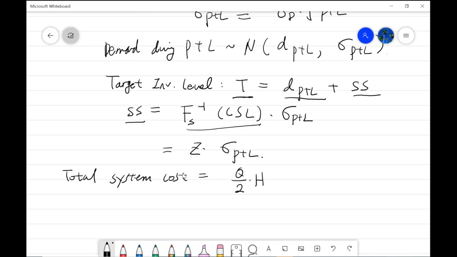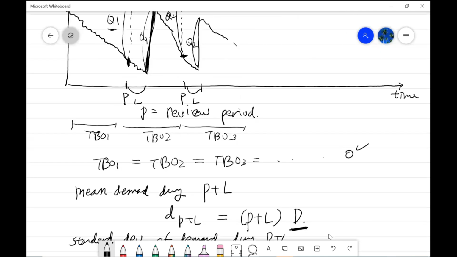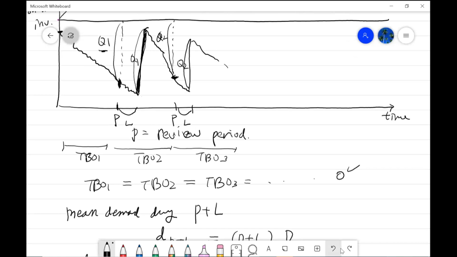At this time, I cannot calculate the cycle inventory holding cost that way. Why? Because we don't have a fixed Q amount. Every time I place an order, Q could be very different. Take a look at the graph I already showed you under the periodic system. Is Q1 the same as Q2? No, it could be very different. It depends on how much you have in your inventory when you place the order.